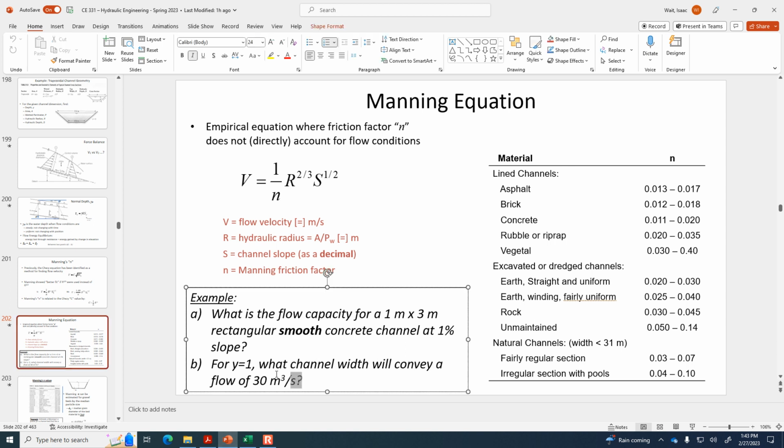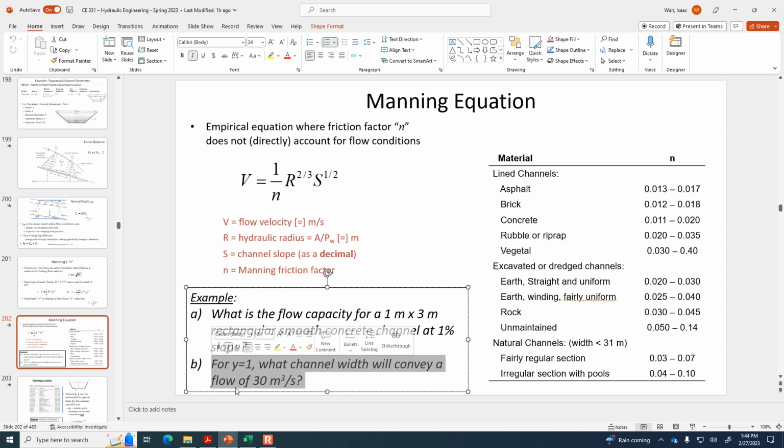All right, now, for a depth of 1 meter, what channel width will convey a flow of 30 cubic meters per second? So this is saying, in part B, we want to know how wide it should be. So B equals what, for 1 meter of depth, to be able to convey a flow rate of 30 cubic meters per second?